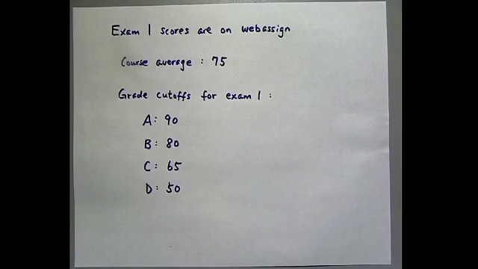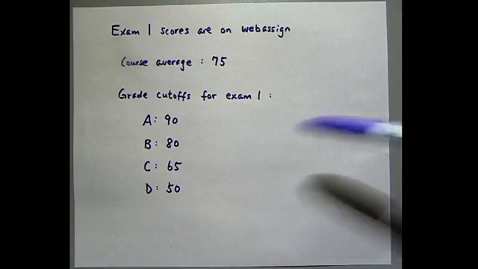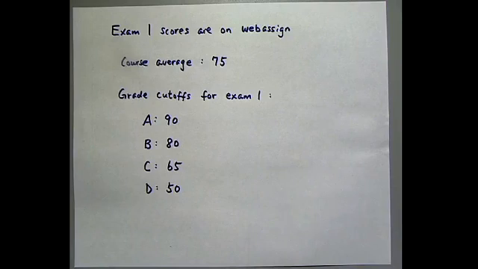That's wonderful stuff. The cutoffs for this exam are 90 or above for an A, 80 or above but below 90 for B, 65 for C, and 50 for a D. The scores should be on WebAssign. If not, it should be on there soon. Okay? I randomly checked a few gradebooks just now, and it looks like most TAs have put in the exam scores. So check your WebAssign gradebook to see your exam score.